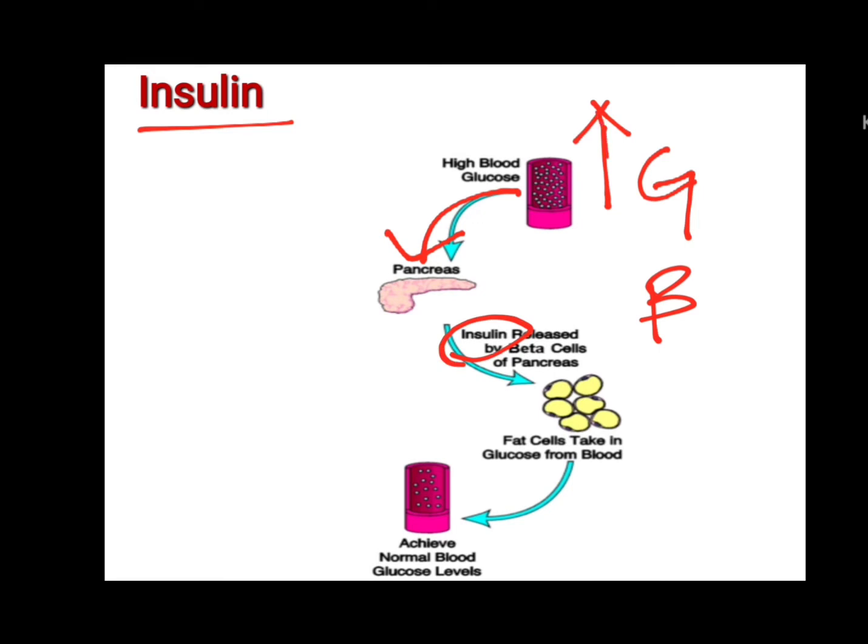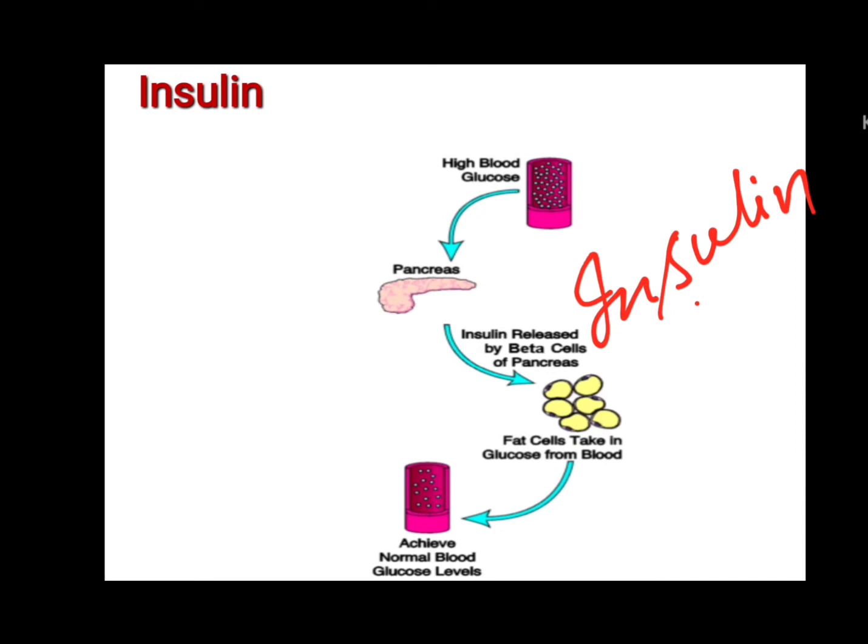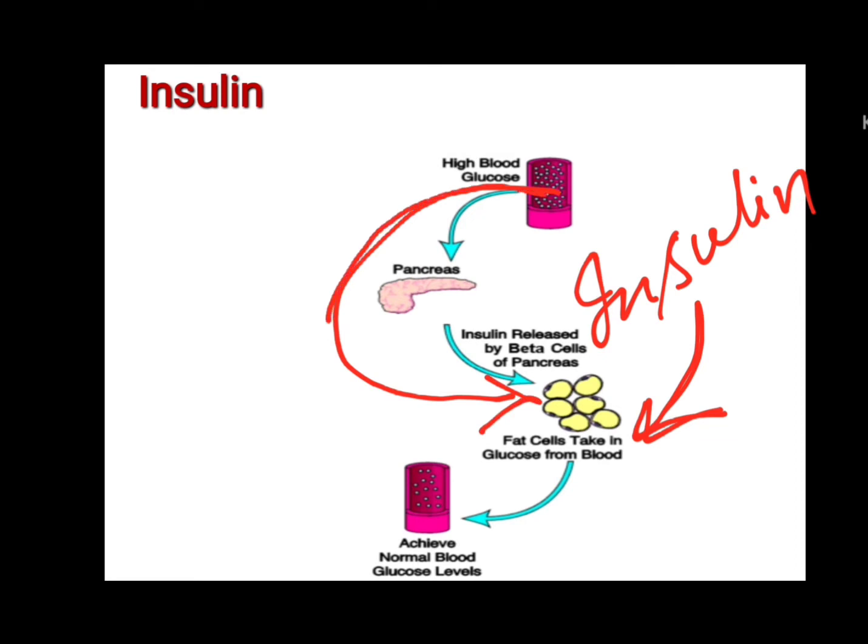Understand this? When there is high glucose level, that message will be sent to the pancreas, and the pancreas through the beta cells will produce insulin, and this insulin will act upon the fat cells in our body, that is, the adipose tissue where the excess sugar is stored. It will give a signal to the cells of our body, the fat cells or adipose tissue. Then these cells will start utilizing the glucose which is present in the blood.